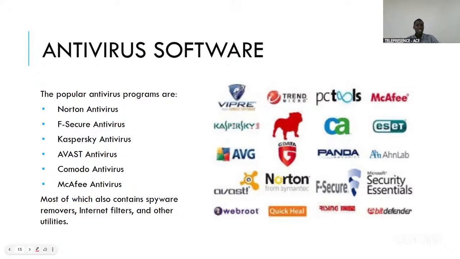Now we have different types or different examples of antivirus software. You can see on the screen, we have the images on the screen. We have the Norton antivirus. We have the F-Secure antivirus. We have the Kaspersky antivirus. We have the Avast antivirus. We have the Comodo antivirus. We have also the McAfee antivirus. So these are different types that we have of antivirus.